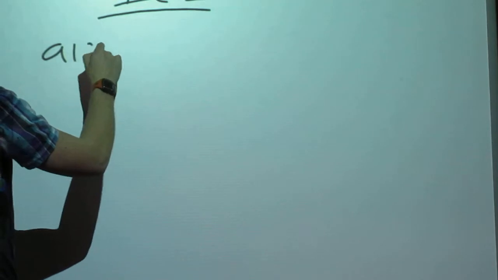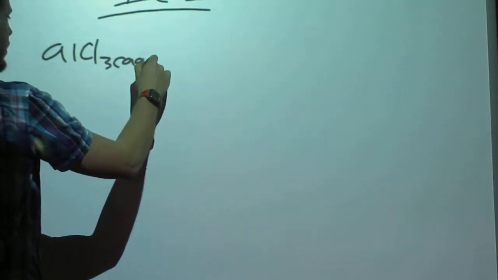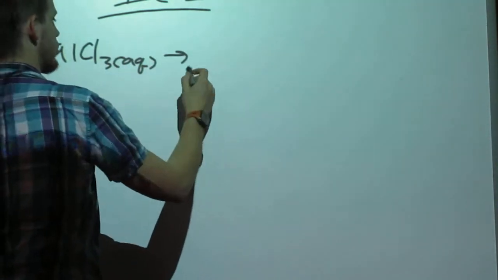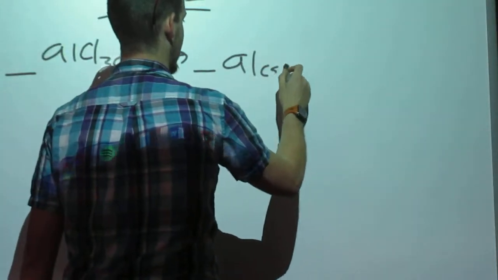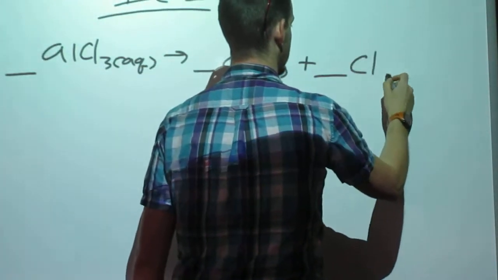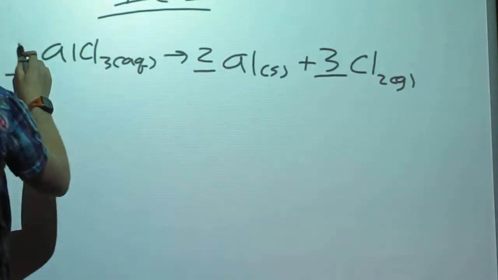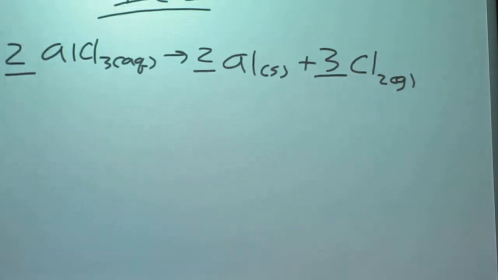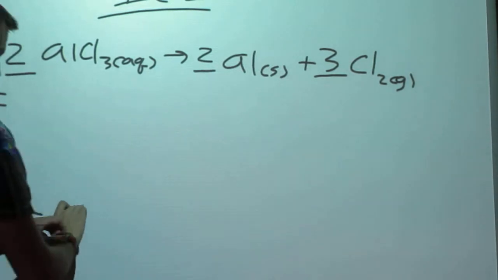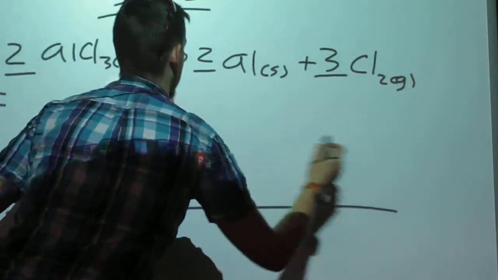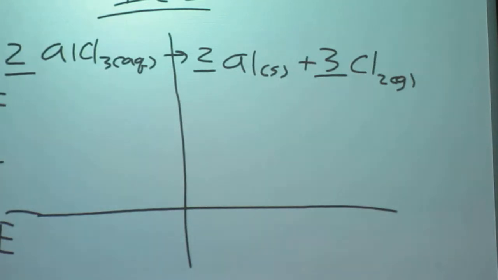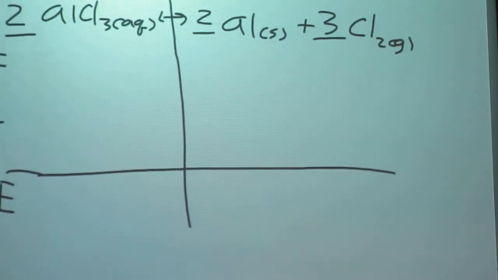So, with this, let's say that we have this reaction. Let's say we have AlCl3, which is aqueous, and it's going to break down into aluminum, which is a solid, and chlorine, which is a gas. Okay, to balance this, we got a 3, a 2, and a 2. When you set up the ice diagram, one of the things that I like doing is putting a line through the arrow so you know, hey, reactants over here, products over here.